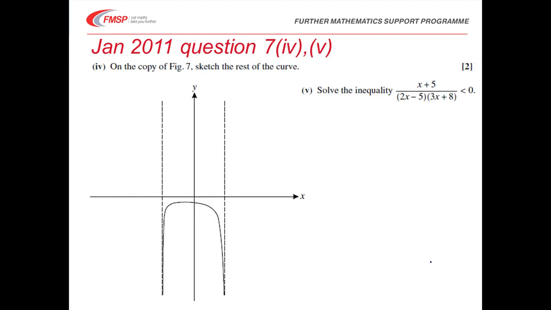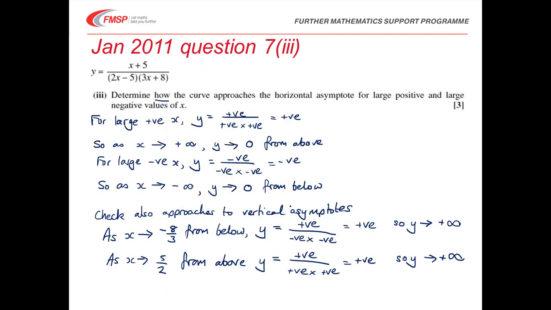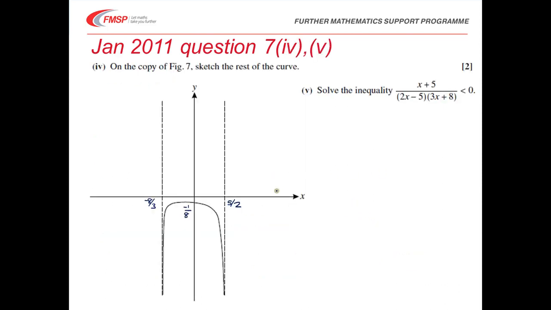Now I can complete my sketch. So I'll label these points. That asymptote is at 5 over 2. This one is at minus 8 over 3. Crossing the axis there is minus 1/8. And we know that for large positive x, it tends to the asymptote from above, so I can mark that in there. And as it approaches 5 over 2, it's heading off towards positive infinity, so it's heading up there, and so I can join those up.